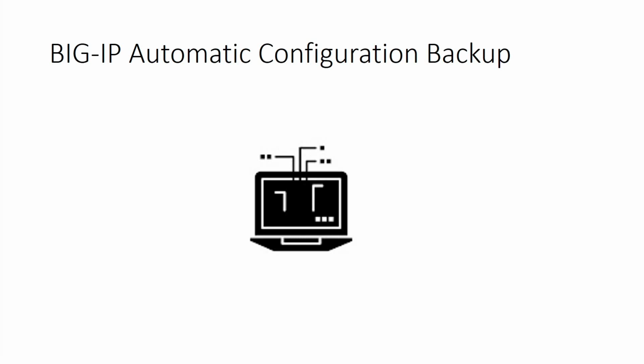Hello friends, in this video we are going to discuss and configure BIG-IP automatic configuration backup using crontab. Basically there are two methods to achieve this functionality. Number one is the push solution, number two is the pull solution. Let's discuss the differences between them.